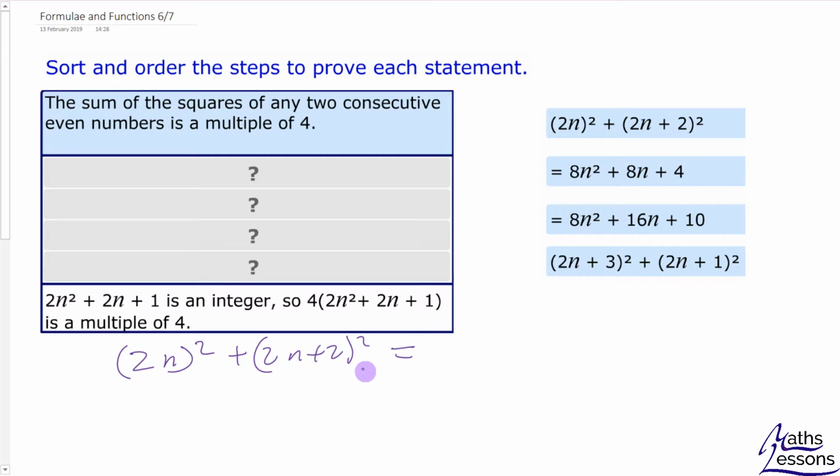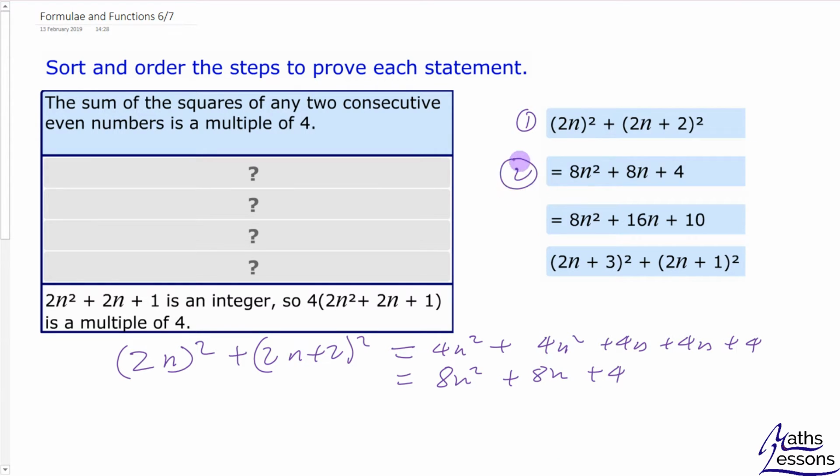And we square that. And then what we do is we multiply that out. So we get 2n squared, we get 4n squared. And 2n plus 2 squared is going to give me another 4n squared. 2 times 2n is another 4n, plus another 2 times 2n is another 4n, plus another 4. And we can see we have got 8n squared plus 8n plus 4. So that's our first thing we need.